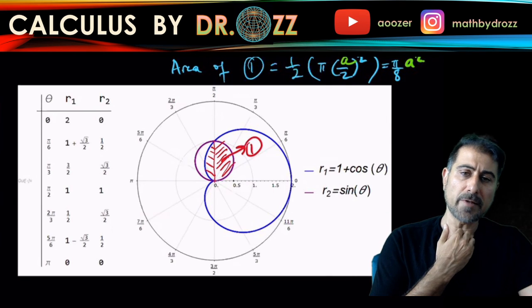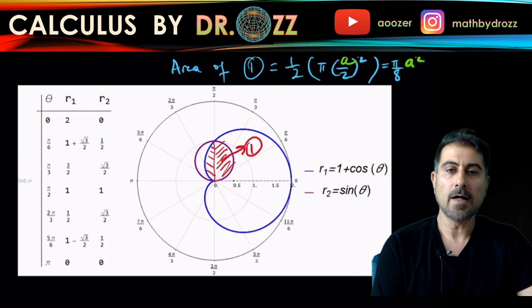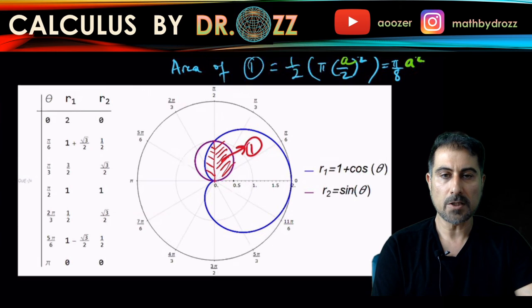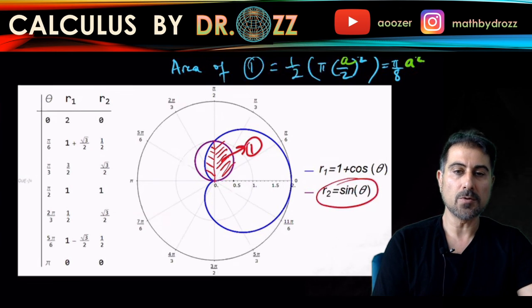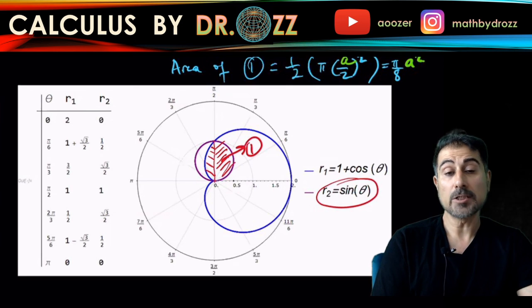Could we use integration for number 1? Yes, we could. In fact, at that time, we would be working with R2 and the integration, and we would be integrating from 0 to pi over 2 of 1/2 sine squared theta.